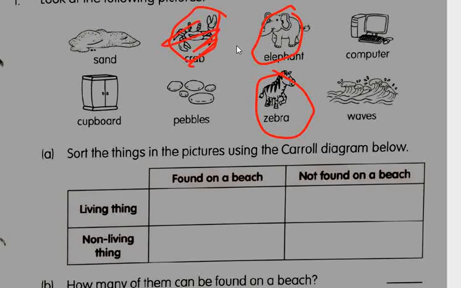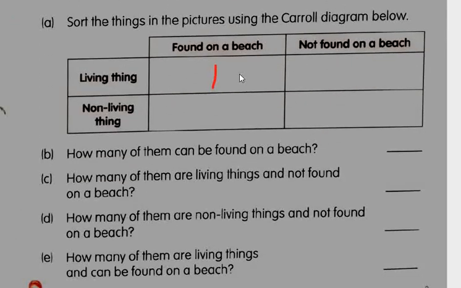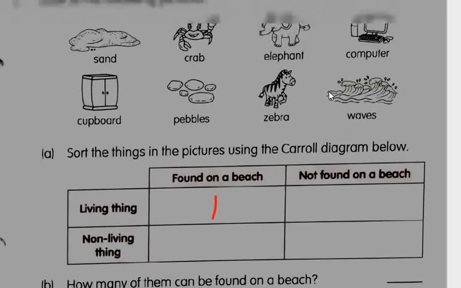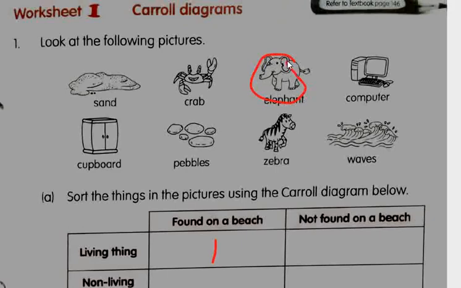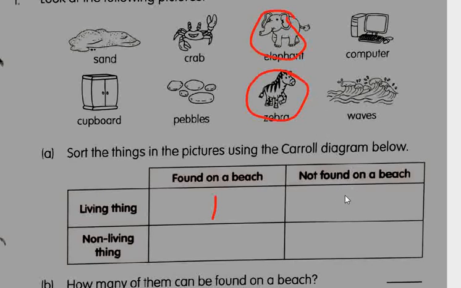So how many picture are there? It is only one. So we can just put one here. Okay. And what are the living things but not found on the beach? Okay, we know that elephant and zebra are living things, right? But they are not found on the beach. So how many are there? There are 2. Okay, that is how we answer.